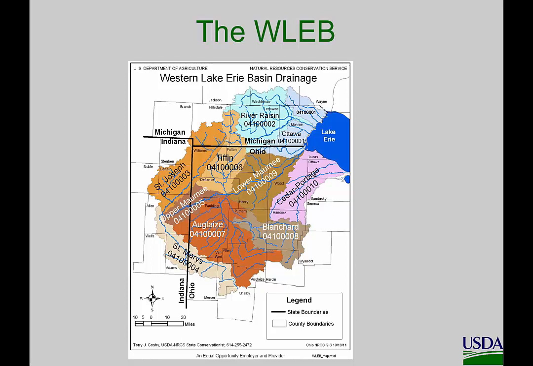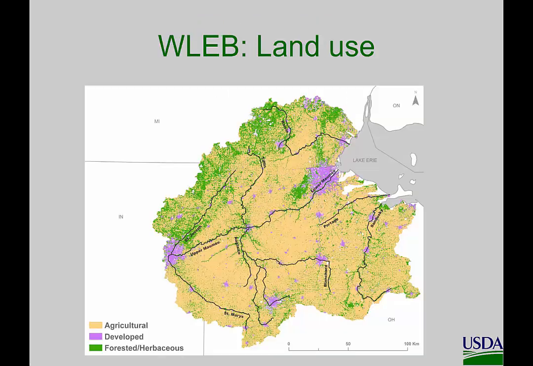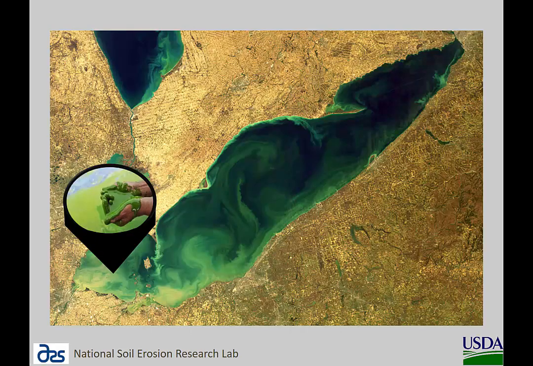So what is the Western Lake Erie Basin? It's a watershed. It encompasses most of northwestern Ohio, northeastern Indiana, and southern Michigan. Much of it drains into the Maumee River, goes into the Western Lake Erie. And the land use of it is dominantly agricultural, which is why I'm here talking to you about it today, right? And there's a few pockets of some developed areas, Toledo being one of the most notable ones.